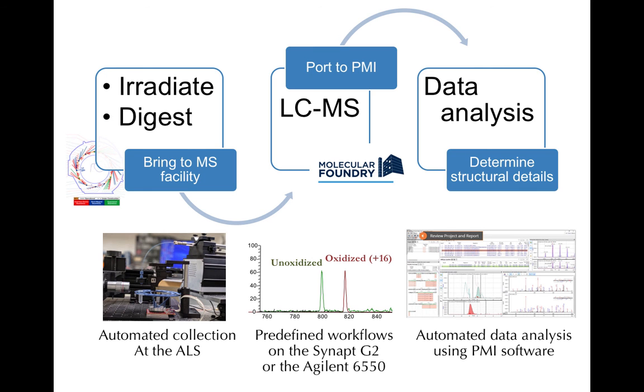So this is our workflow. We do our irradiation at the Advanced Light Source synchrotron using the new automated methods that we have. We then digest and we bring over the samples to the molecular foundry, which is about a 10-minute walk away. We have some mass spectrometry instrumentation there that we would like to upgrade to get to more sensitive instruments, and we are working on that. After the samples are run, then the data will be generated and ported automatically into the protein metrics software, where we're working on automated analysis as much as possible of the X-ray footprinting data.